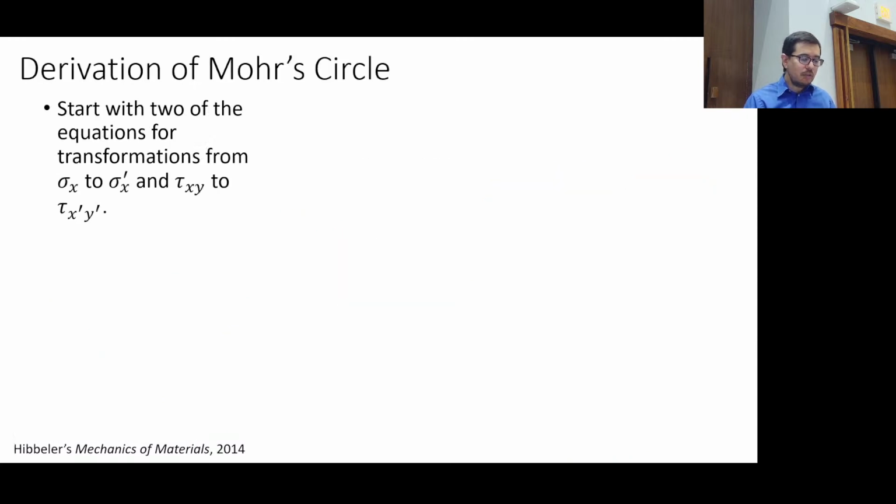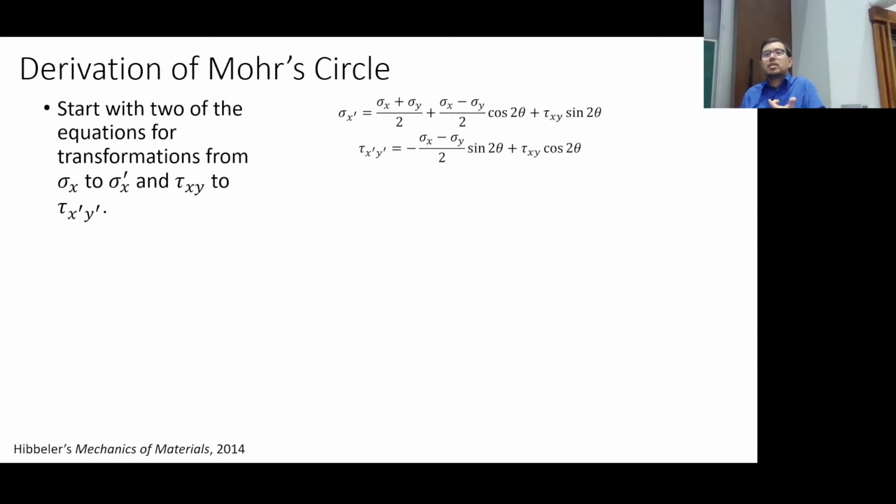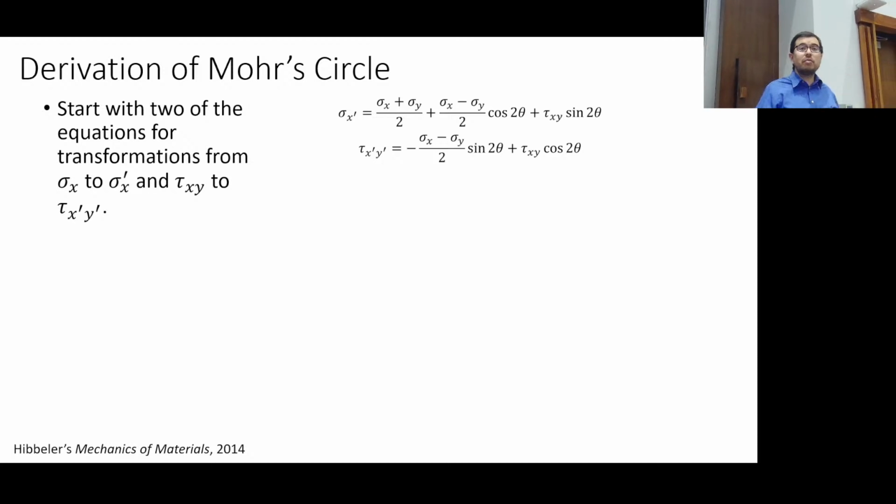Now, the derivation is not that complicated, really. You start with the two equations for transformation, for sigma x to sigma x prime and tau xy to tau x prime y prime. Okay, so remember these? These are the equations that we essentially got straight out of doing equilibrium with the method of slices on a material element.